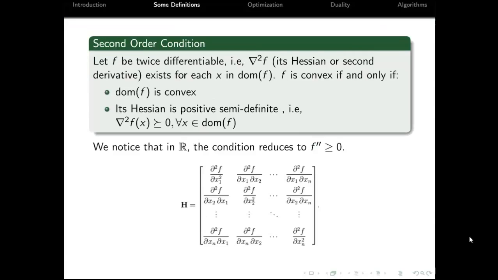Now let us look at the second order conditions for convexity. Let f be a twice differentiable function. f will be convex if and only if the domain of f is convex and its Hessian is positive semi-definite. So if you look at the second example of e power x, the second derivative is always positive. Hence, it can be proved that it is a convex function.